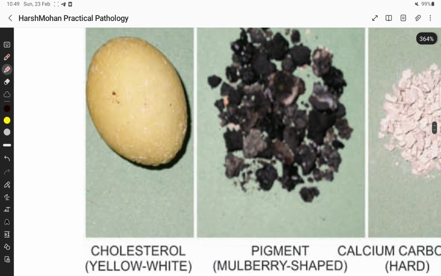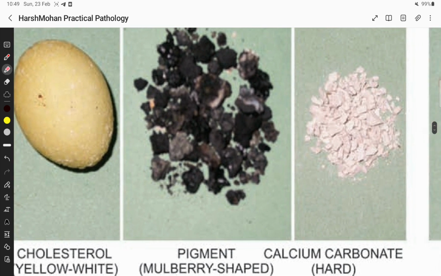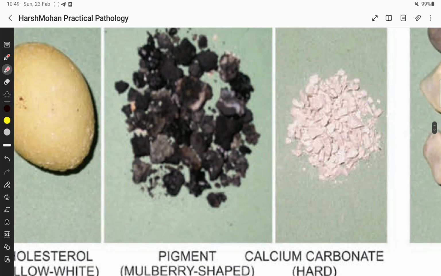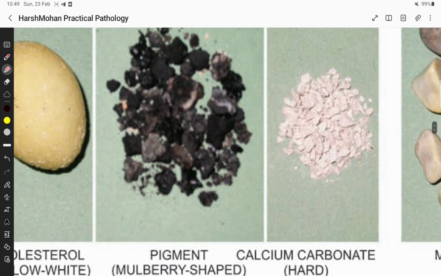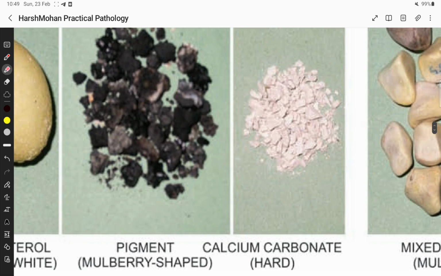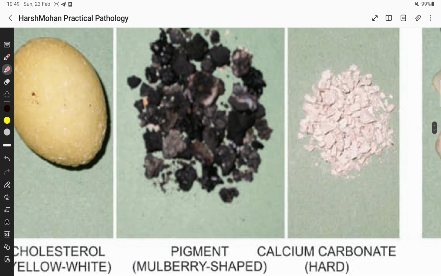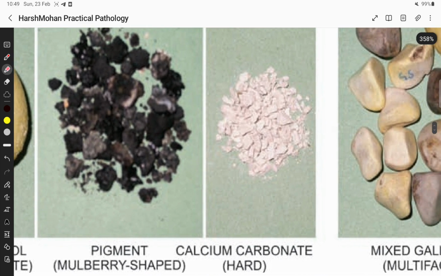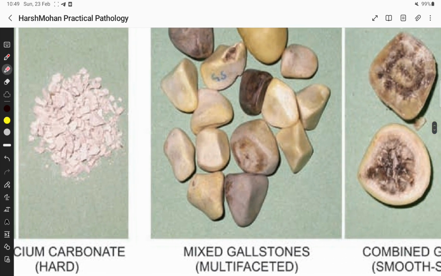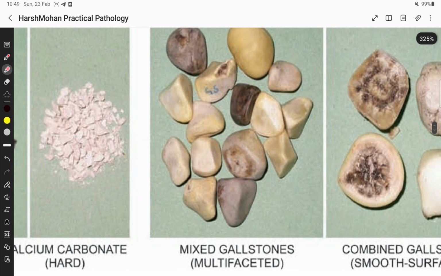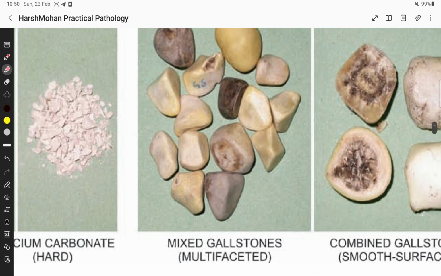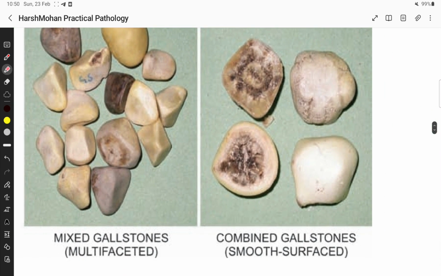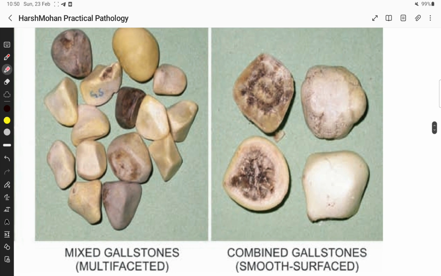This is cholesterol, which is yellow white in color. This is pigment gallstones, mulberry shaped gallstones. This is calcium carbonate gallstones, hard gallstones. These are mixed gallstones, which are multifaceted, and these are combined gallstones, which have a smooth surface.